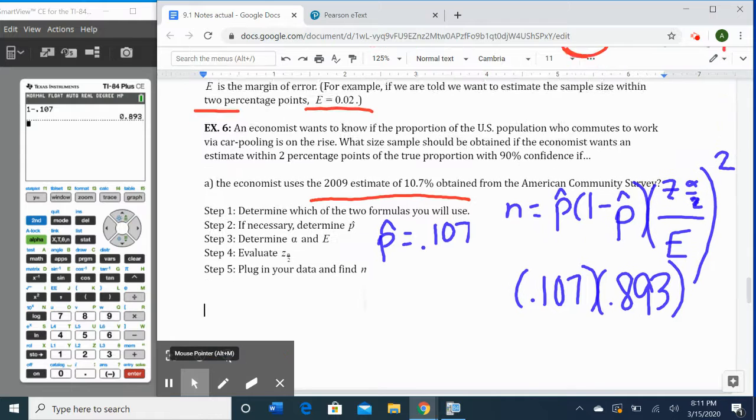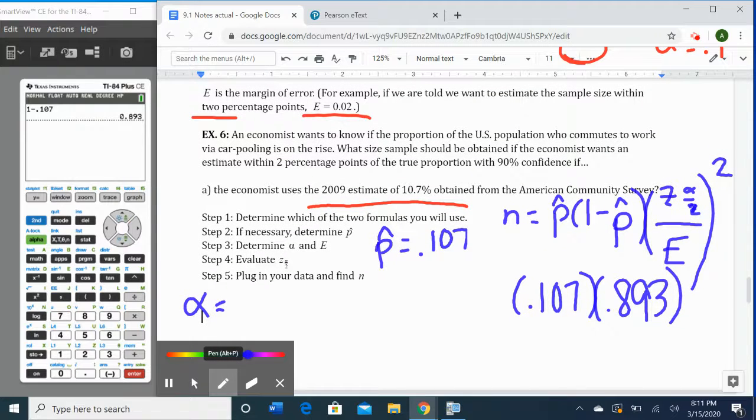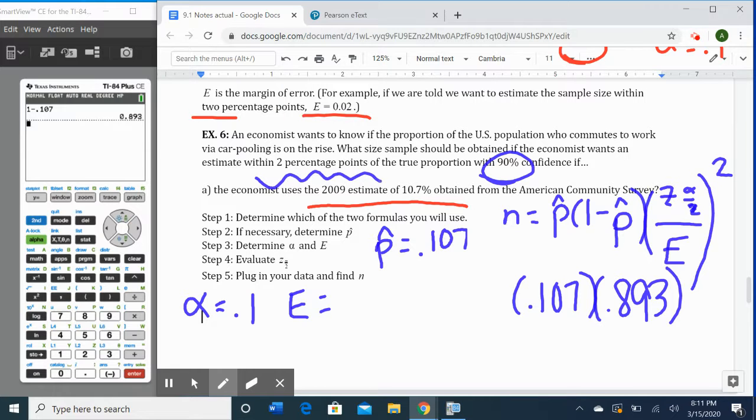First, we're going to determine alpha, and then we're going to determine E. Alpha goes back to the confidence interval. If I want a 90% confidence interval, then alpha is 0.1. And E is written as a decimal. They have to say something about the margin of error. They say within 2 percentage points, which means E is 0.02.